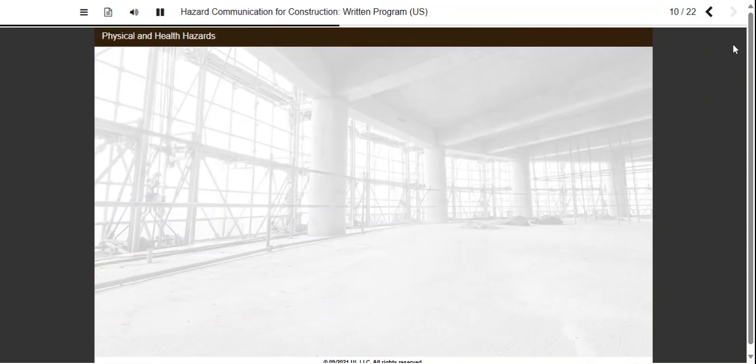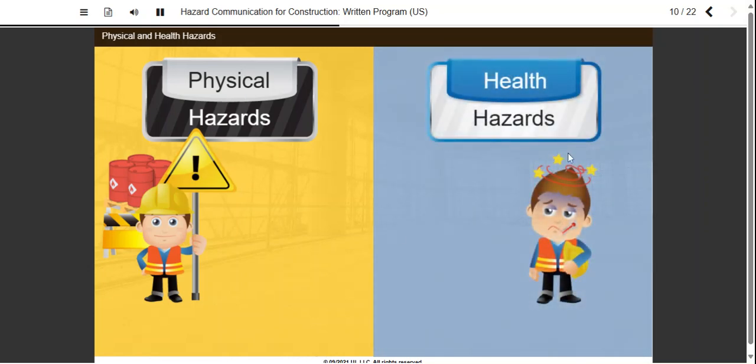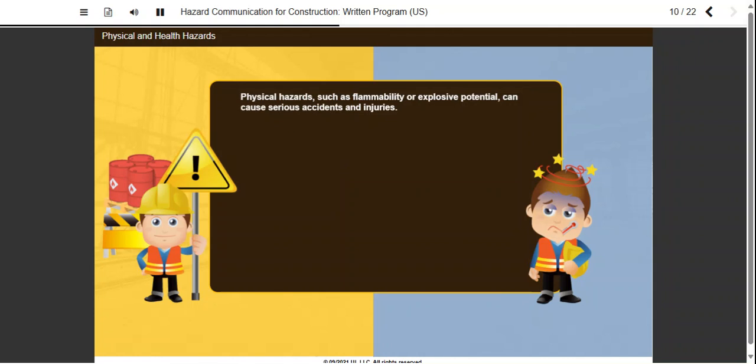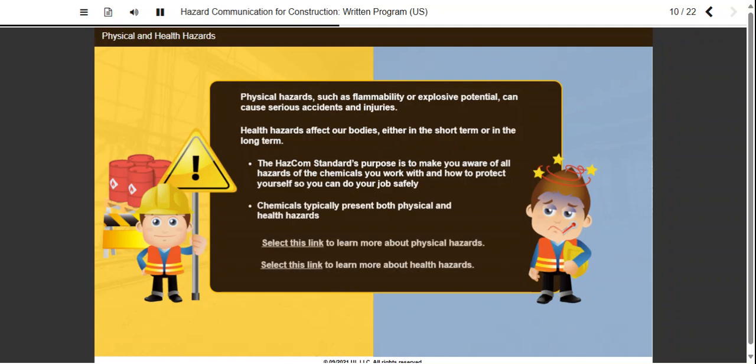The HazCom standard covers 2 types of hazards: physical hazards and health hazards. Physical hazards, such as flammability or explosive potential, can cause serious accidents and injuries. Health hazards, as the name suggests, can affect a person's health, either in the short term or in the long term. People often think of chemicals as either health hazards or physical hazards. Chemicals can, and typically do, present both types of hazards.